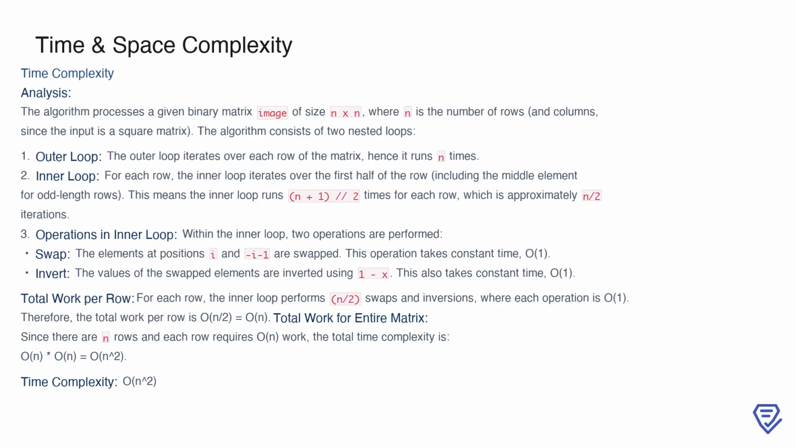Inside this loop, two key operations occur, swapping two elements and inverting their values. Both of these operations are constant time operations, or O(1). This means the total work done for one row is proportional to n/2, which simplifies to O(n). Since there are n rows, the total work for the whole matrix is n rows multiplied by O(n) work per row, leading to an overall time complexity of O(n squared). Therefore, the algorithm processes the entire matrix in quadratic time.